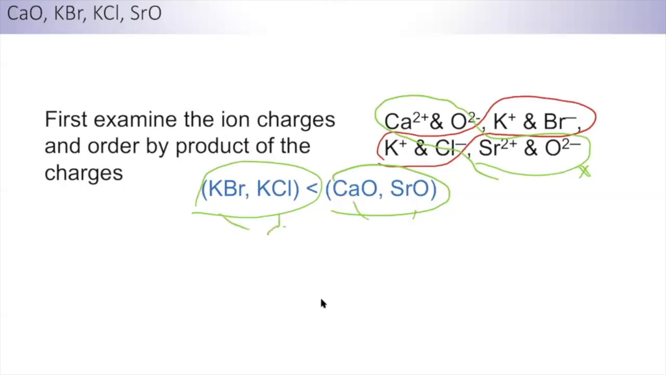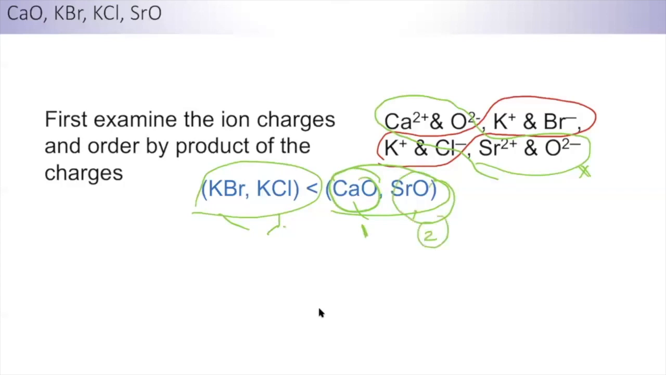Now, between these two, which one do you want to look at? These both have oxygen, so that's not going to play a role, but you want to look at your strontium and calcium. Calcium is smaller, which means it's going to be closer to oxygen. Strontium is bigger, so it's going to be further from oxygen. So therefore, calcium oxide should be first, followed by strontium oxide.